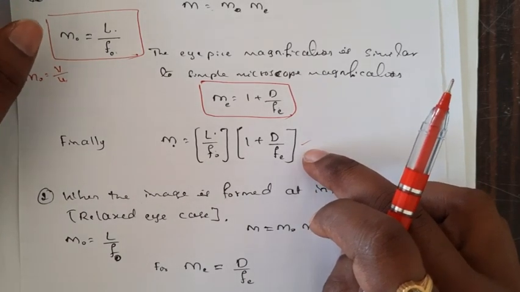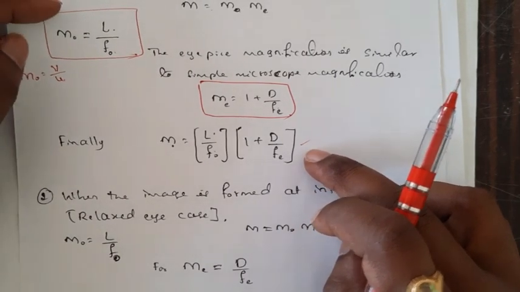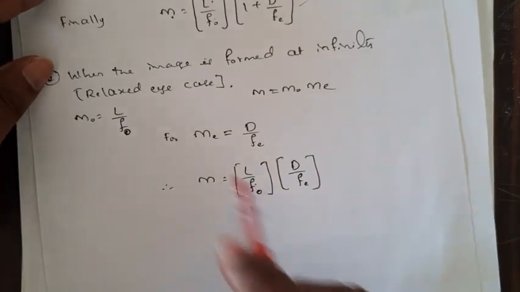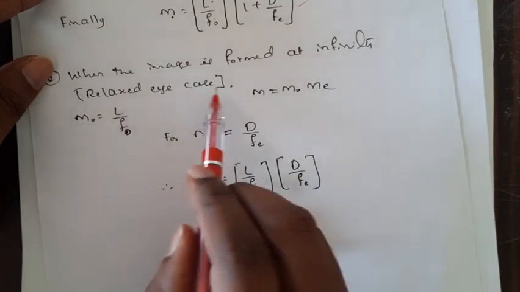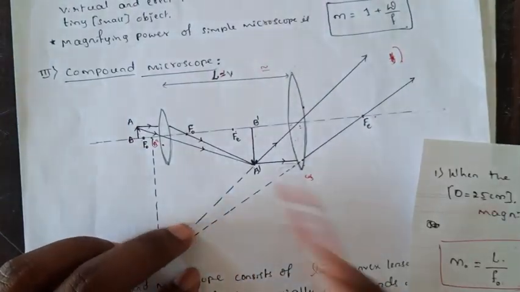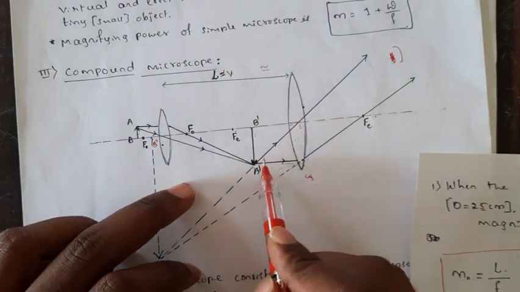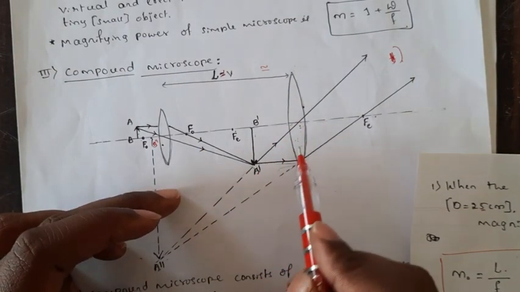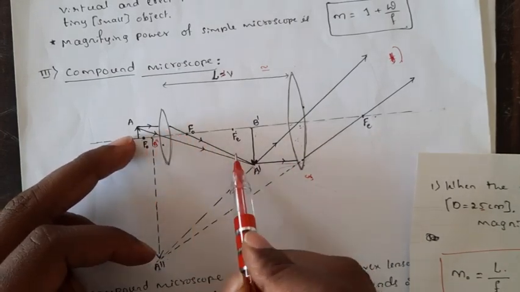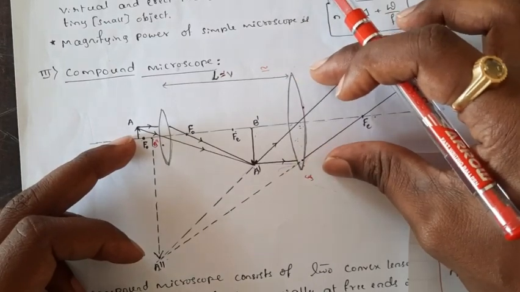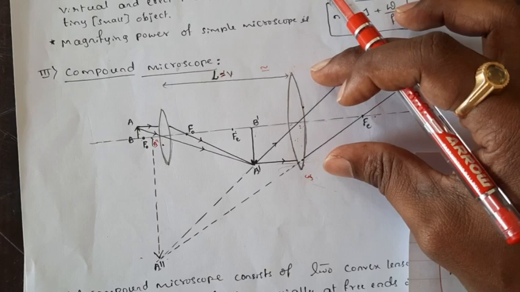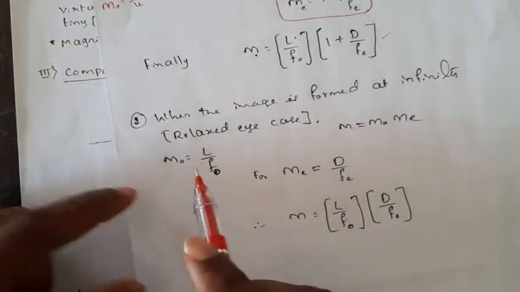Now we want to get the relaxed eye condition. Relaxed eye condition means the image should form at infinity. Let us see what the magnification is in such a case. Again m equals mo into me. Mo doesn't change, whether the image is at the near point or at infinity. We have to adjust only the eyepiece to get the near point image or the infinite distance image. So this will be the same, no need to change the mo value.